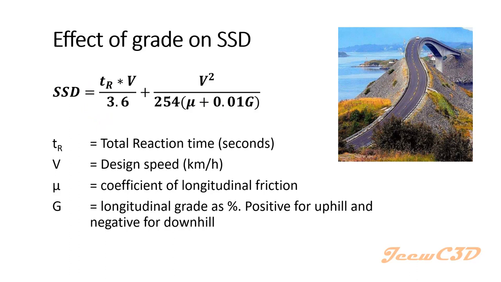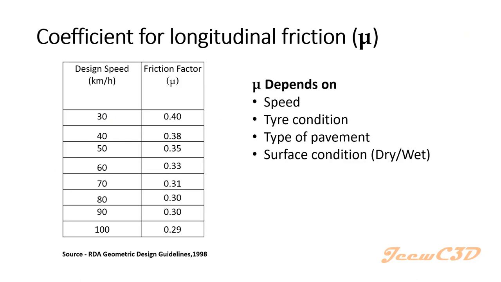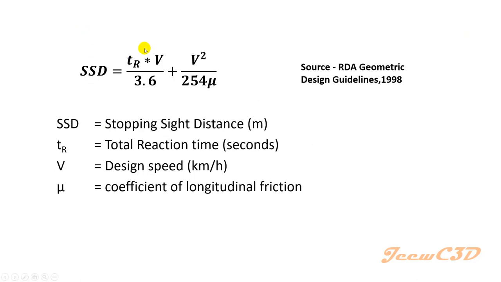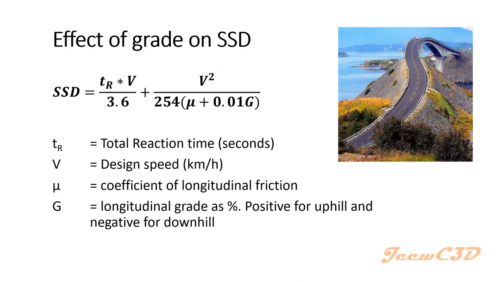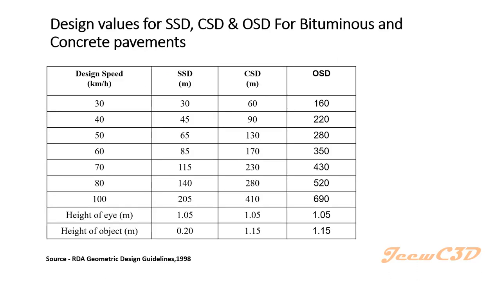Then one more thing I have to tell you. In this equation, this part represents the length you traveled until you get the decision. That means the length you traveled in the total reaction time, and this is the length you traveled at the braking distance. So this is the collection of distances to get the stopping sight distance. So here also you have the same. This is the length of the road until you get the decision. Once you apply the brake, you will get this length. So that is about the stopping sight distance.